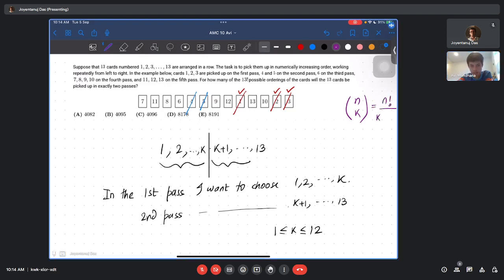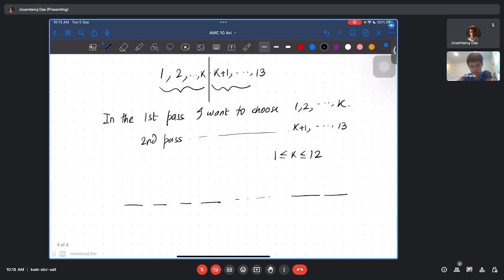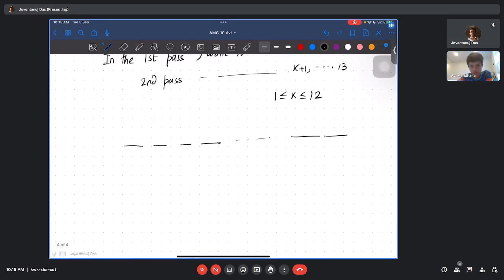So it is k factorial times n minus k factorial. But what does it mean? What does n choose k mean, what is its physical relevance? We are choosing k positions out of n positions. Yes, that is the thing. Here it is the same thing: from these 13 positions, I want to choose k positions. So 13 choose k. Right, 13 choose k.